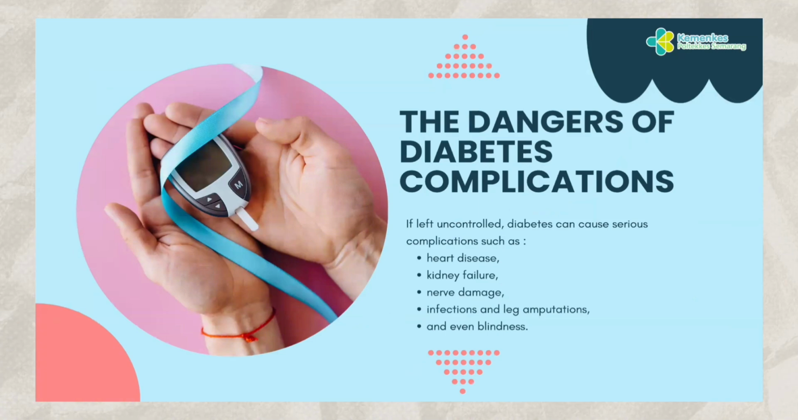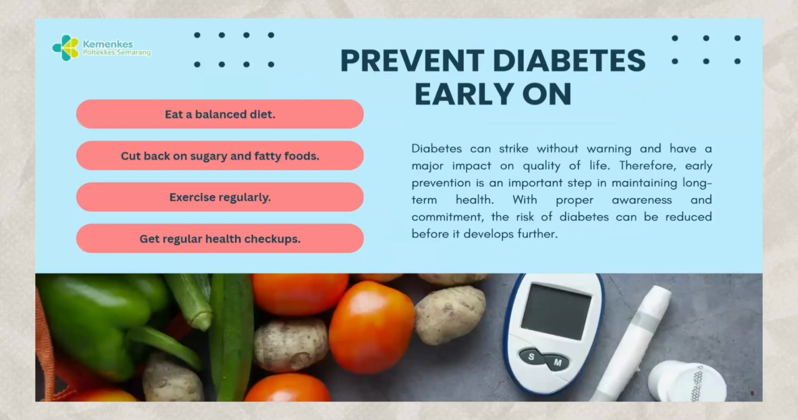Okay, next, the dangers of diabetes complications. If left uncontrolled, diabetes can cause serious complications such as heart disease, kidney failure, nerve damage, infection and leg amputation, and even blindness.